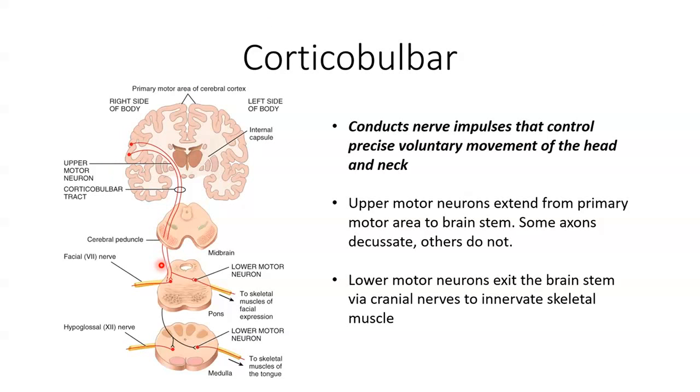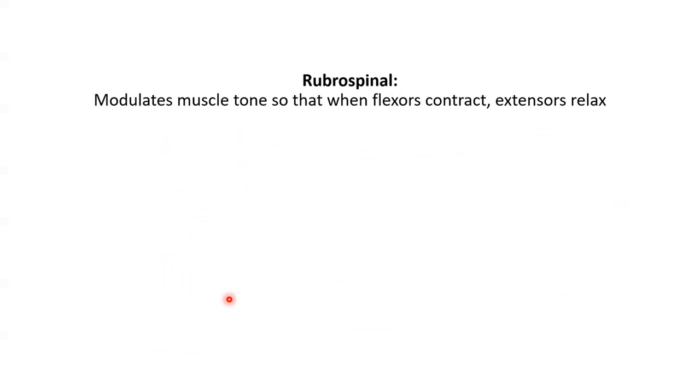Some of the upper motor neurons will decussate. You can see this one here is crossing over. Some will not. And the lower motor neurons exit the brainstem via 9 pairs of our cranial nerves. So 9 of our different cranial nerves actually exit on the brainstem. The lower motor neurons will innervate muscles of the eyes, of the tongue, and of the neck. And they allow for movements like chewing, facial expression, speech, and swallowing.